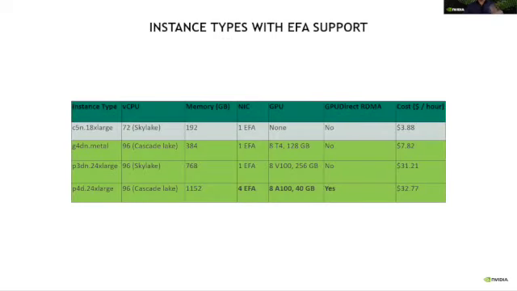These are 4 of the main instance types that currently support EFA. There are more, but I'm just showing 4 main ones. And as you can see, 3 of them have NVIDIA GPUs as well. The highest-end one is the P4D instance type, which has 4 EFA NICs and 8 A100 GPUs with NVSwitch. It also supports GPUDirect RDMA. And of course, it is the most expensive of them all.